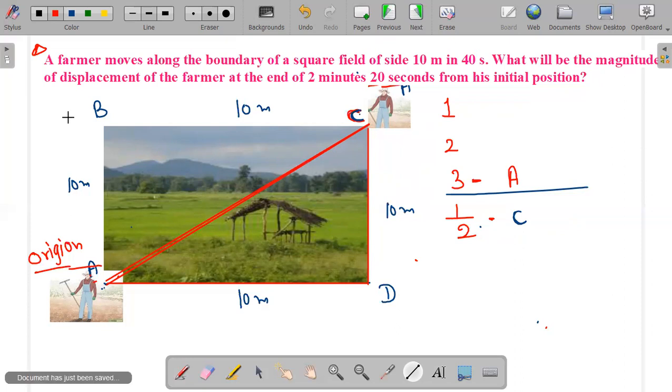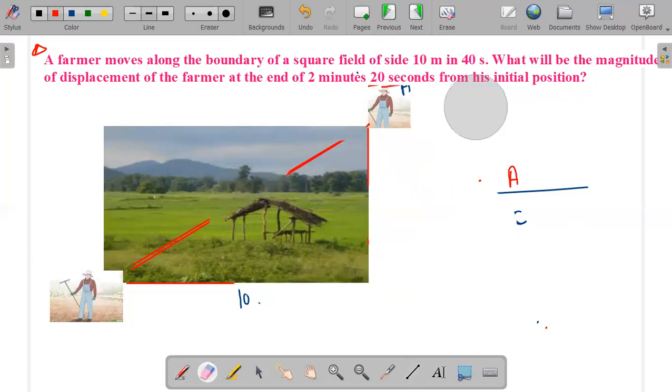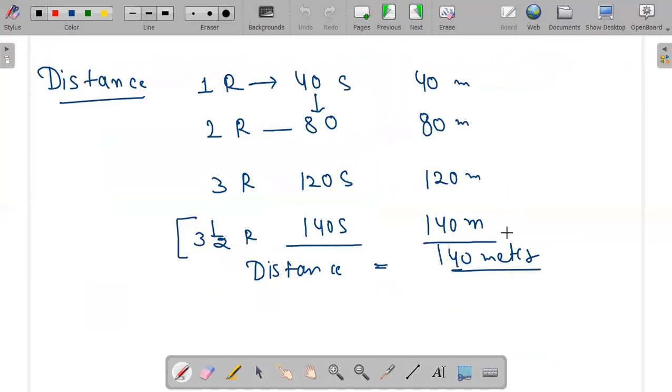For distance, I calculated every type of value. That is A, B, C, and D. That is 10 meter, 10 meter, 10 meter, and 10 meter. So for all 3.5 rounds, I calculated 140 meter. That is distance, because for distance you have to calculate everything.